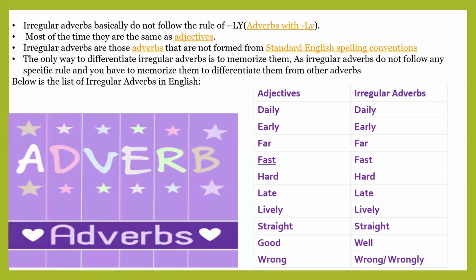So you have to memorize these irregular adverbs and try to identify and differentiate them, whether they are modifying a verb, an adjective, or other adverbs. Adjectives always modify a noun or pronoun. This is the main difference. Just keep it in your mind: there is no specific rule to recognize irregular adverbs, so you have to memorize these.